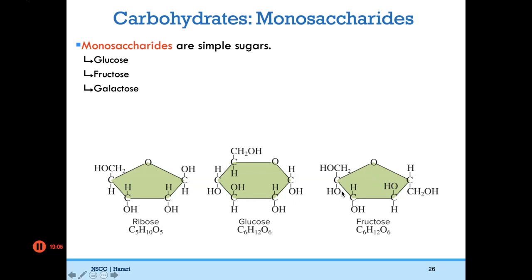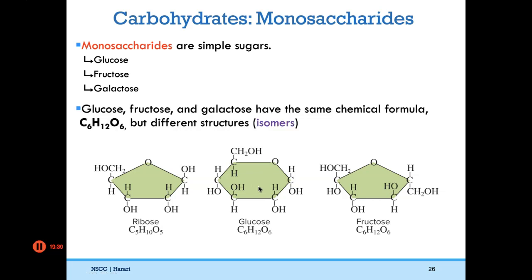These are isomers. You can also see here's ribose, which has five carbons. So a five carbon sugar is referred to as a pentose, whereas a six carbon sugar is a hexose. The ribose is a pentose, like a pentagon. And these are like hexagons. So this is a hexose. And like I said, glucose, fructose, and galactose all have the same chemical formula, C6H12O6, but since they have different structures, we call them isomers.